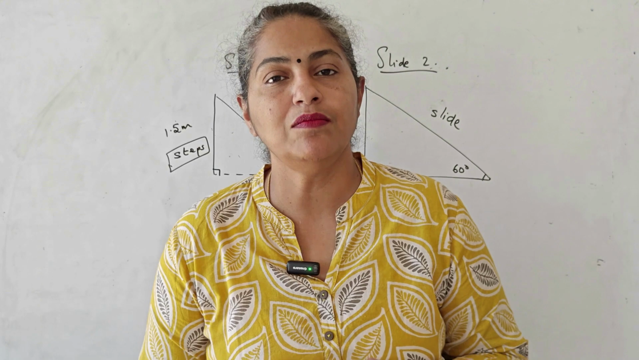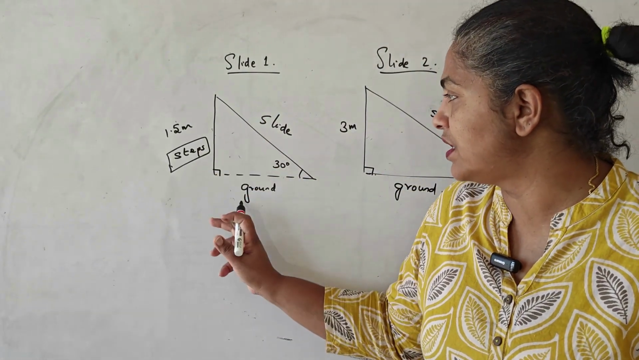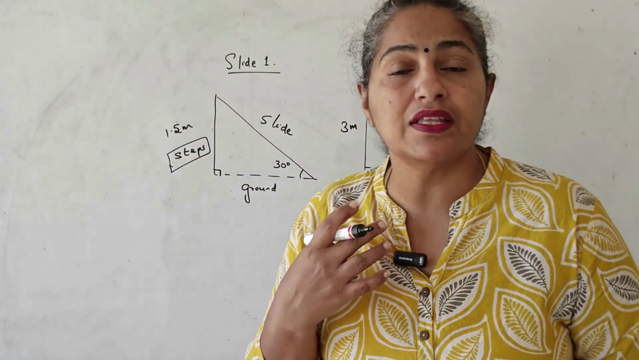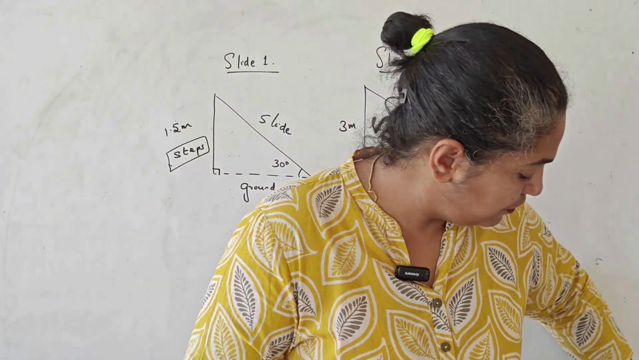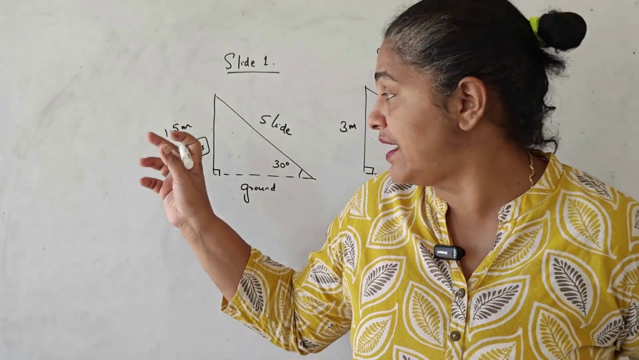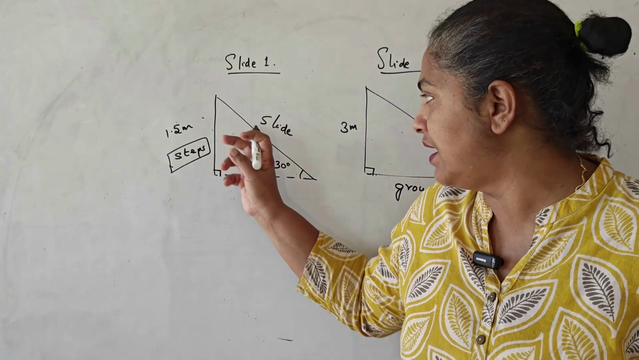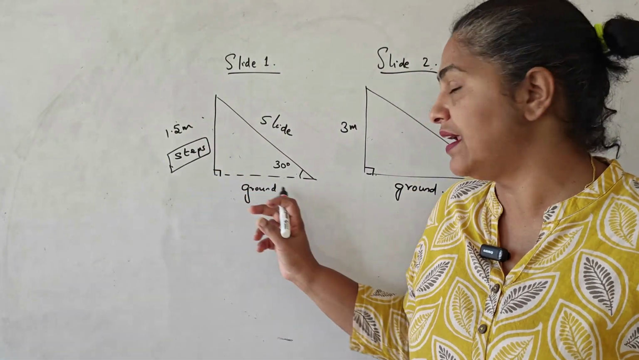For this particular sum, I have drawn the diagram. This is the first slide, and this is the ground. If you have played on a slide, you know that these are the steps of the slide and this is the slide. The first slide is at a height of 1.5 meters, this is the length of the slide, and this is the ground.